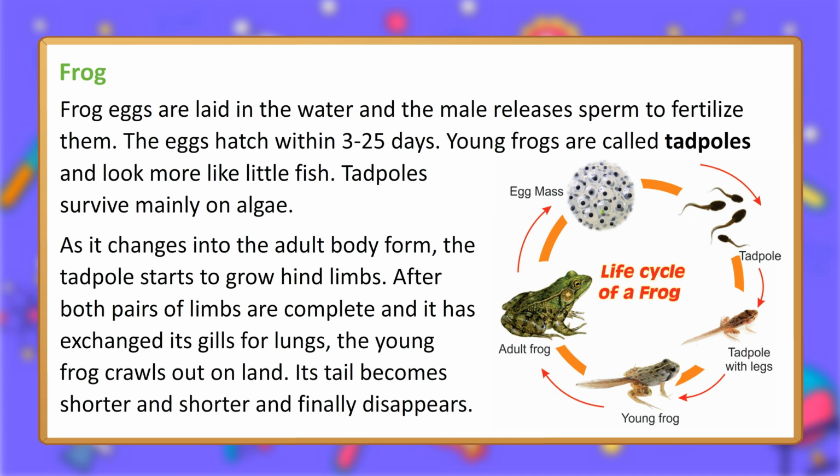Life cycle of a frog. Adult frog. Egg mass. Tadpole. Tadpole with legs. Young frog.